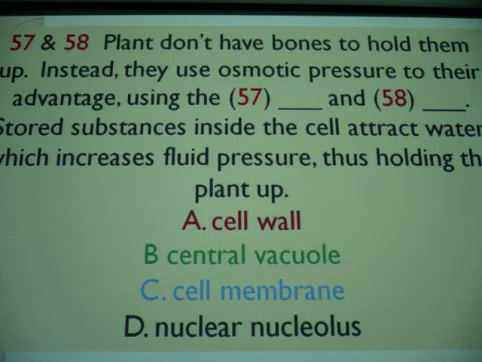Plants ain't got bones. So they use what to hold them up? Cell wall. They use the cell wall and the central vacuole. Like stacking shoe boxes up. The boxes are the cell wall. And if you had a big stack and they're all empty, they might collapse, right? So if you were to fill them full of shoes, then the shoes might help hold them up. That'd be the central vacuole.